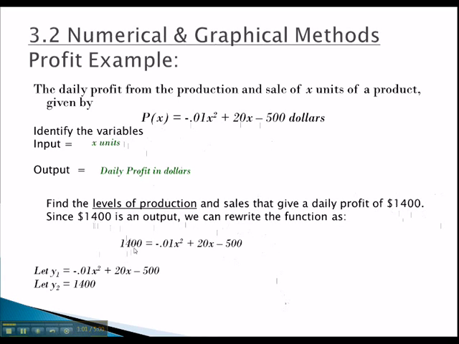$1,400 is our profit output. The right side is the profit function. So we're going to let y1 equal the profit function and y2 equal the profit amount that we're looking for.